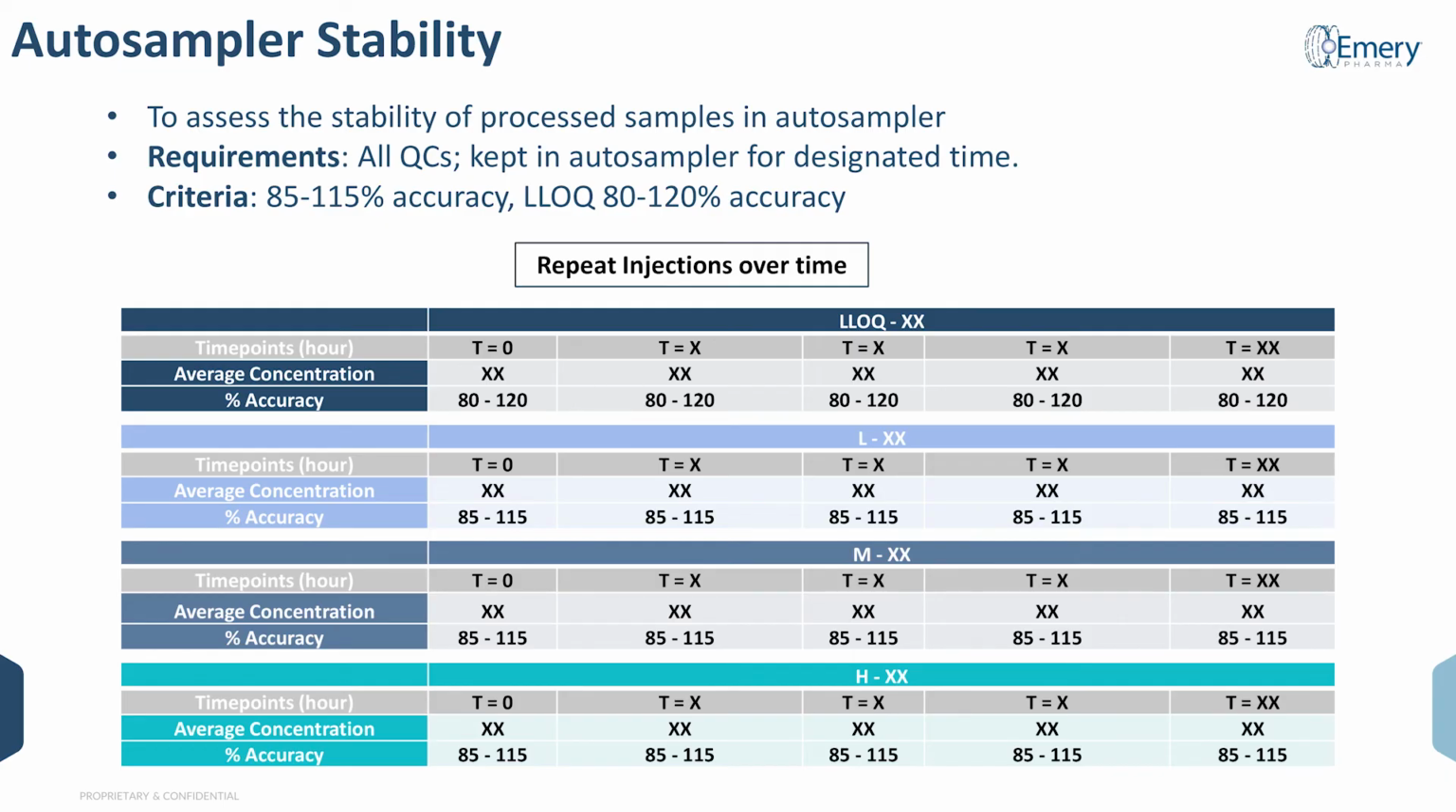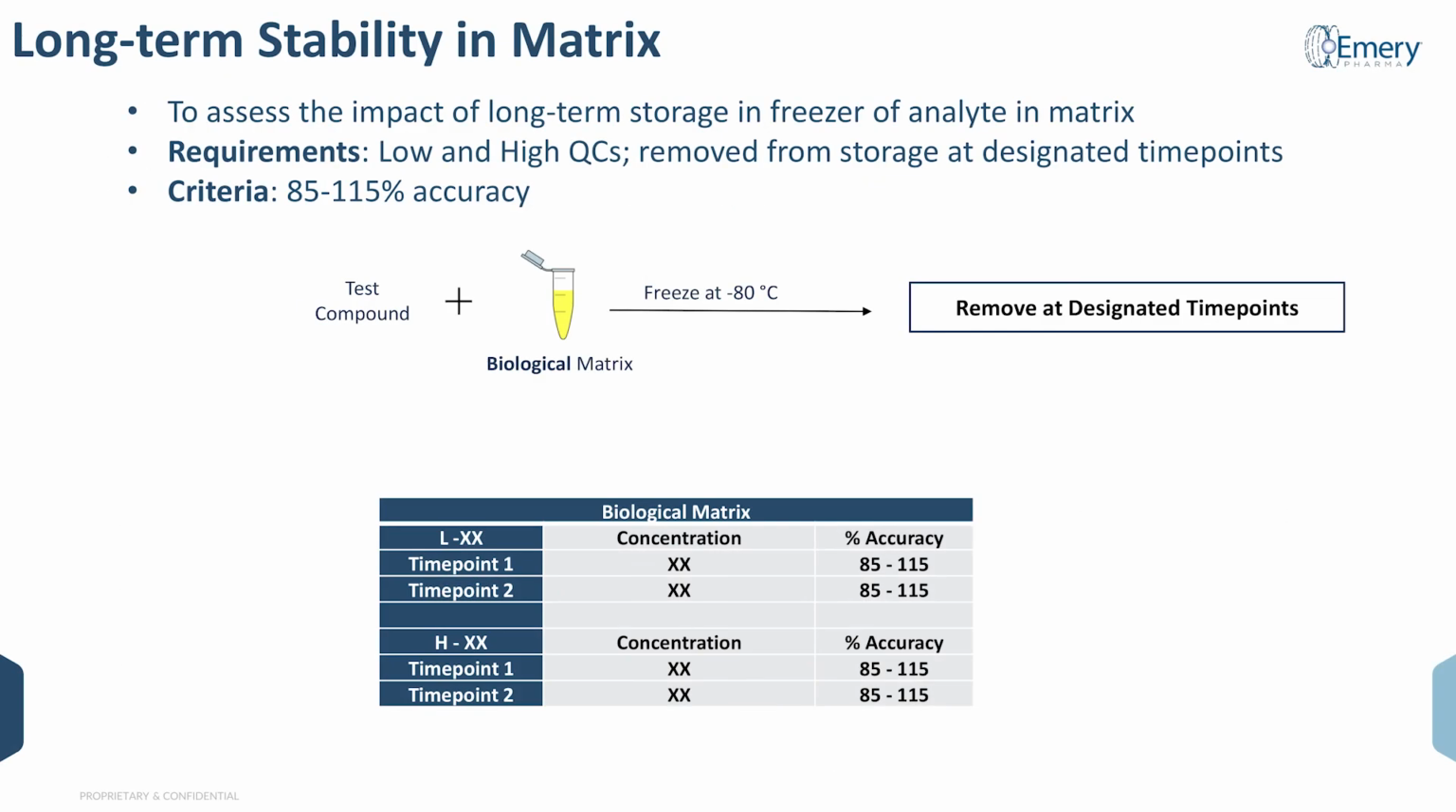Your criteria being the 85 to 115% accuracy, except for the LLOQ at 80 to 120. You would have a data table that really shows the accuracy over time at those 4 levels, and that would indicate where you're experiencing instability, or in this case, if you have stability throughout the entire duration of your autosampler testing.